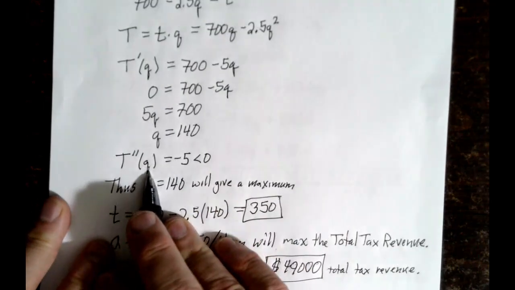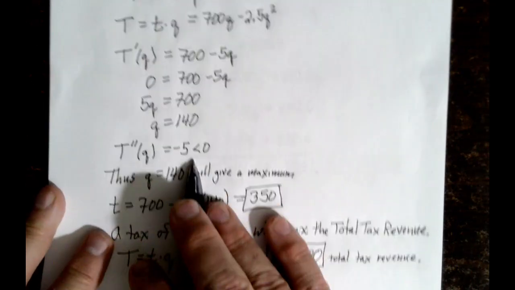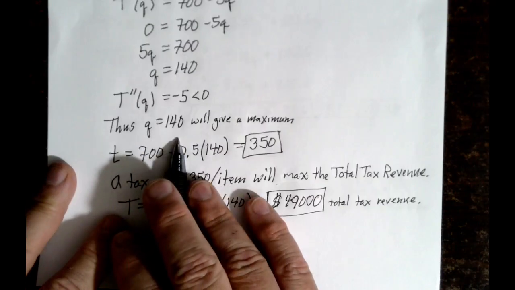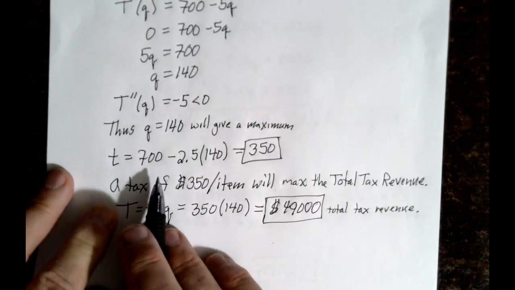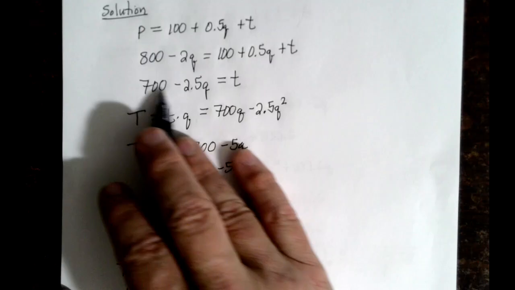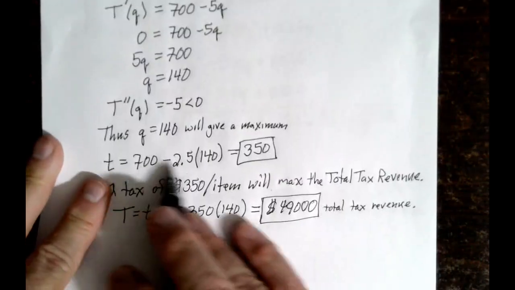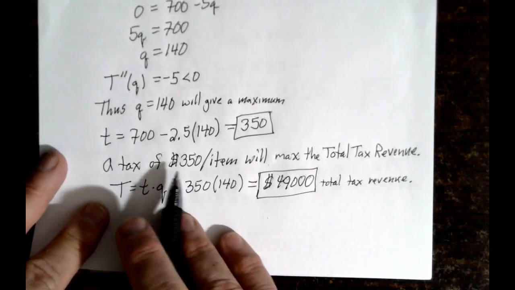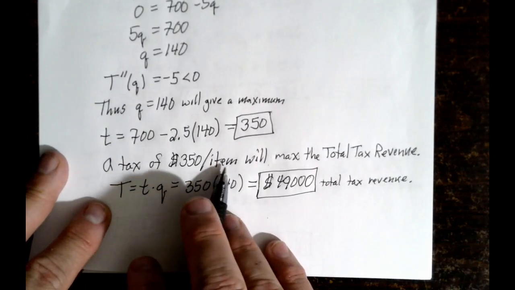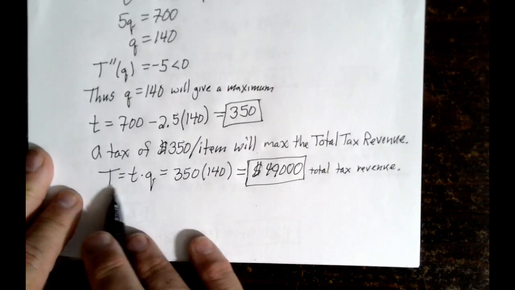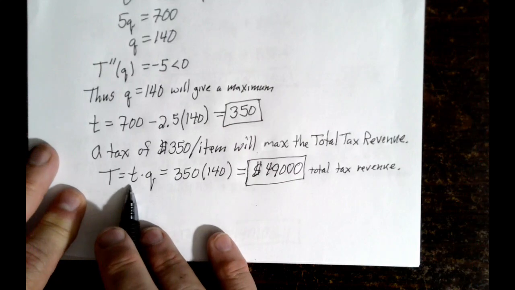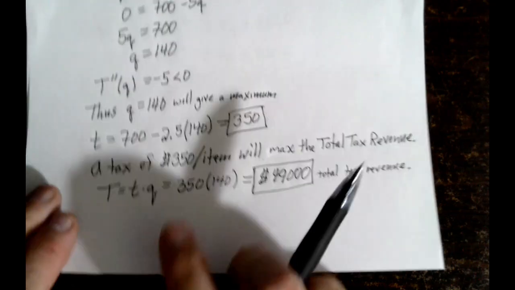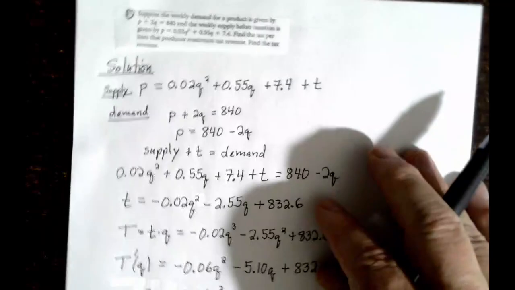Now when you check the second derivative of this, it is just negative 5, which is less than 0, which means that your critical value will give you a maximum. Now how do you find what your tax is? You plug it into where T equals, and you get a tax of $350 per item. So you're charging $350 per item in tax, and your total tax revenue is your tax times the quantity. So 350 times 140, or $49,000 in total tax revenue.